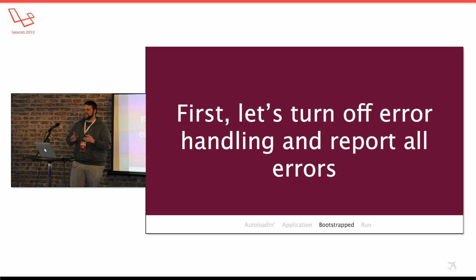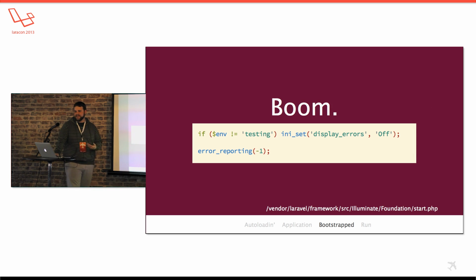So first we have to turn off error handling and report all errors. And that's how we do it. This is pretty straightforward. Error reporting is set to all so that our service providers, which registered our objects, can handle the exceptions and errors and everything that comes from the problems that you all create, but I don't because I write perfect code. And then display errors off is set.